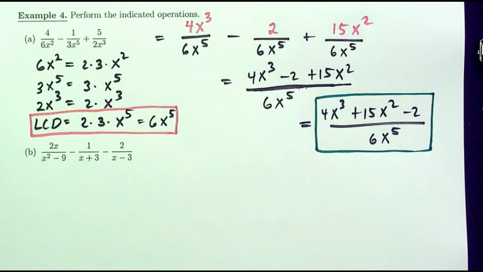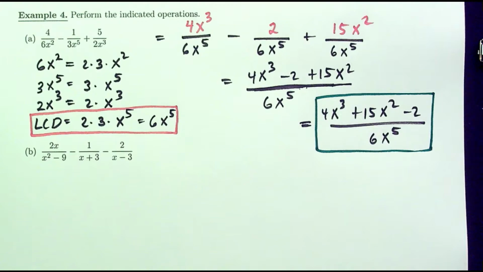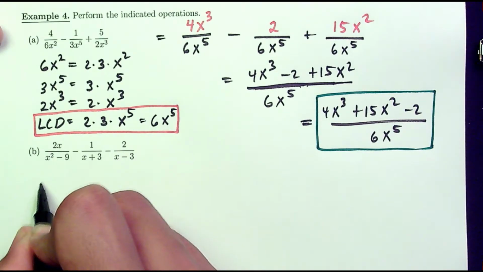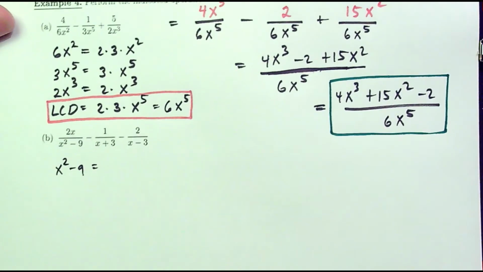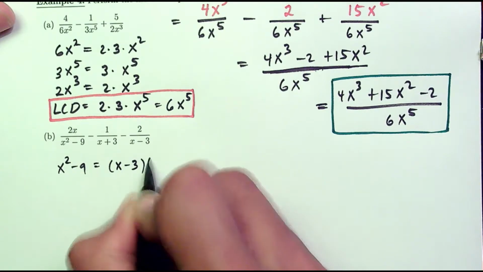Okay, let's do another one. Let's do this one right here. So first step is factor each of the denominators. So x squared minus 9, that is a difference of squares. So that factors as x minus 3, x plus 3.